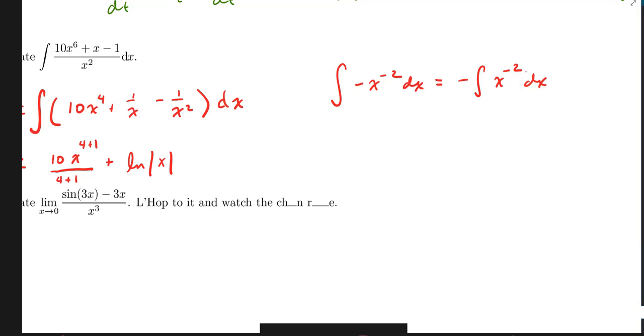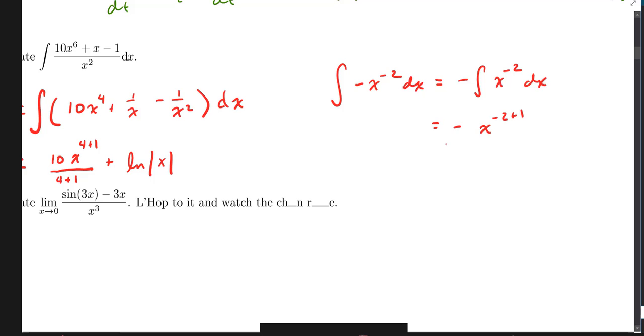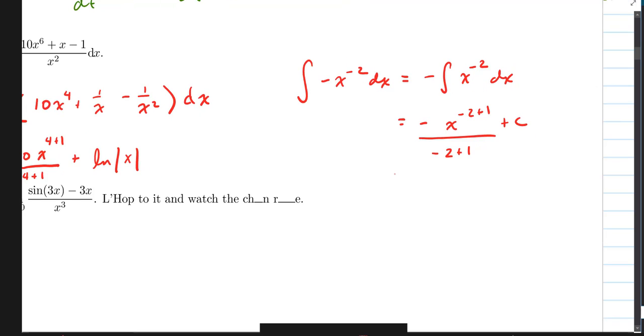Now I'm going to do the power rule, the reverse power rule for antidifferentiation. I'm going to take the exponent, add 1 to it, and divide by the new exponent. And when I do so, notice that I get x to the minus 1 all over minus 1, and we already had a negative, and so that's going to come out to be x to the minus 1, which is the same thing as 1 over x.